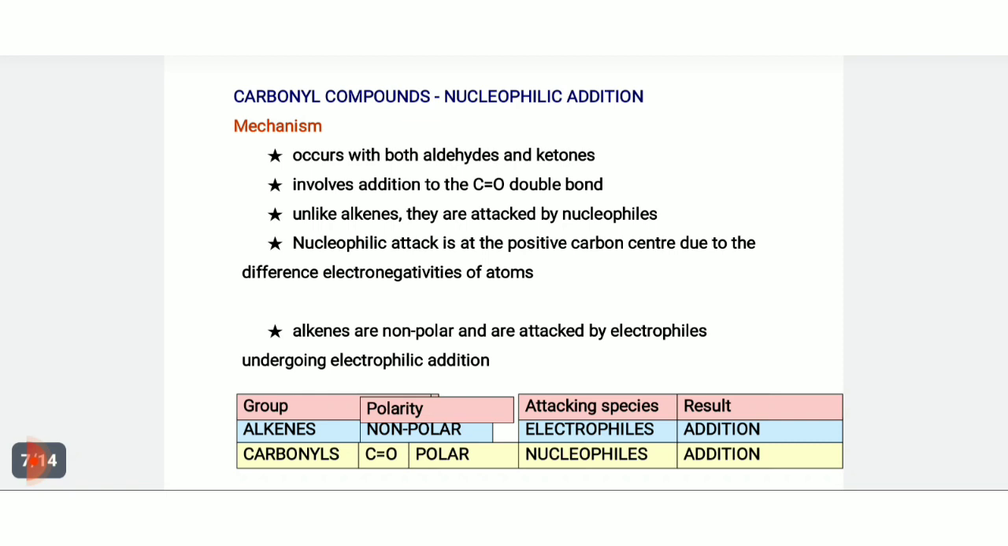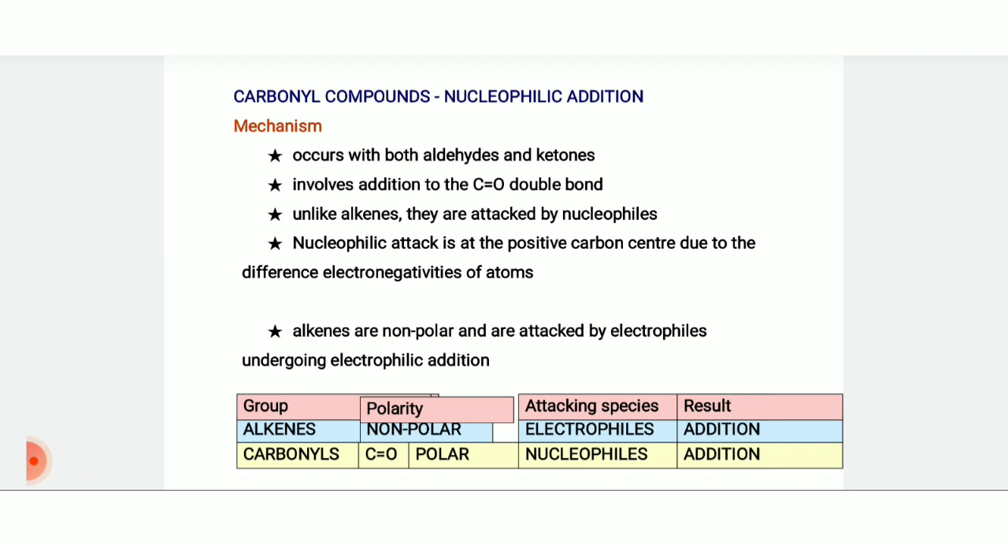Carbonyl compounds: nucleophilic addition reaction. A nucleophilic addition reaction occurs with both aldehydes and ketones. It involves addition to the carbonyl double bond. Unlike alkenes, they are attacked by nucleophiles. Nucleophilic attack is at the positive carbon center due to the different electronegativity of the atoms.